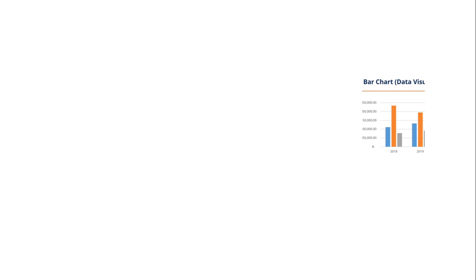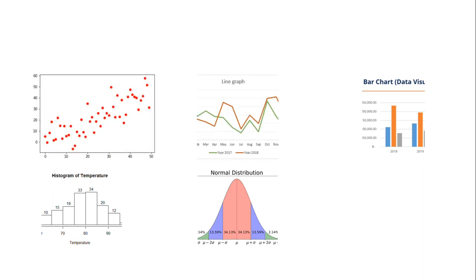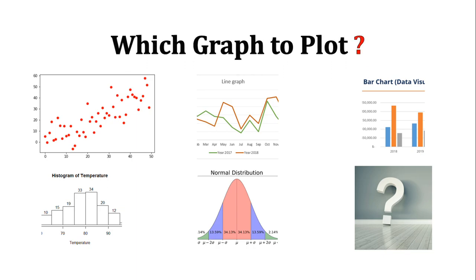We have the bar chart in statistics, which is used for different purposes. We have a normal distribution curve, a histogram, a line chart, and a scatter diagram. But the question remains the same: which one to use for my data? Which graph will be helpful in visualizing my data and its characteristics? That question remains unanswered.